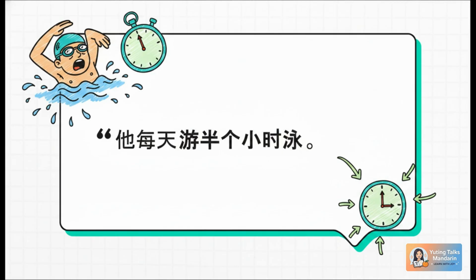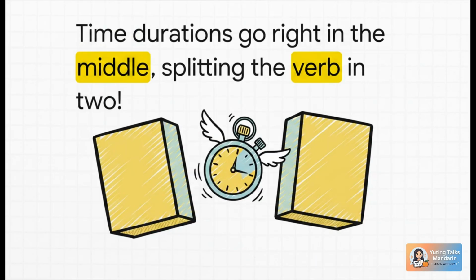Imagine someone religiously tracking their workouts. The key here is that if you're timing an action, that stopwatch time goes right inside the verb, sandwiched perfectly between those two characters. So here's your quick summary for the time rule. Time durations go right in the middle, splitting the verb in two.